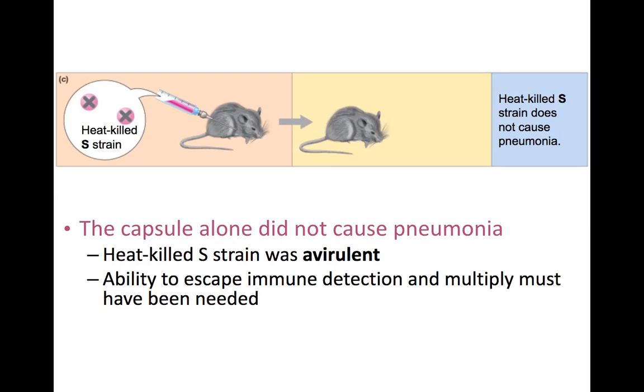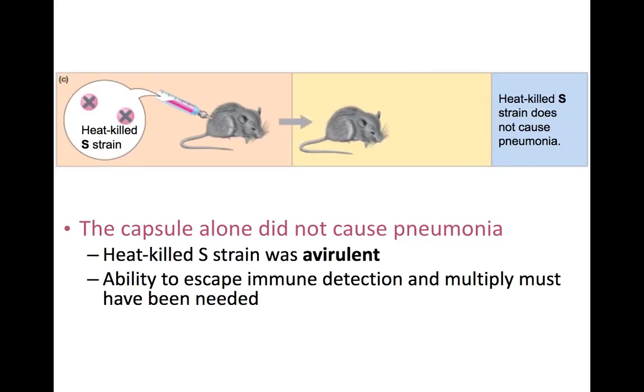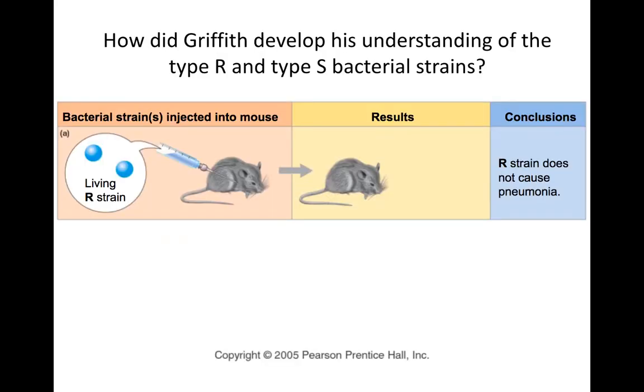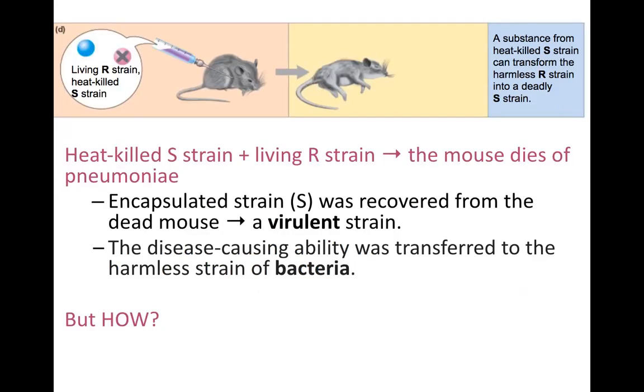Now, the most significant and surprising part of all this is the next step of the experiment. So far, you know that if we were to inject the live rough strain, the mice would survive. If you inject a heated smooth strain where the bacteria has died and the capsule is removed, the mice also survive. But now what happens if you take the live rough strain bacteria and combine it with the heat-killed smooth strain bacteria? It turns out when that happens, the mouse would develop pneumonia and die.